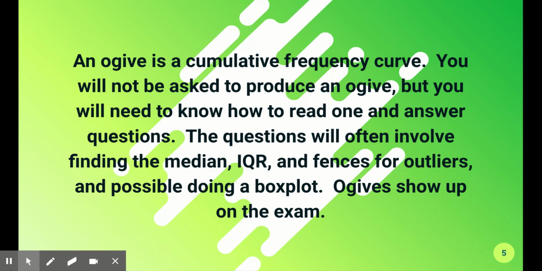An ogive is a cumulative frequency curve. You will not be asked to produce an ogive, but you will need to know how to read one and answer questions. The questions will often involve finding the median, IQR, and fences for outliers, and it is possible doing a box plot. Ogives show up on the exam.